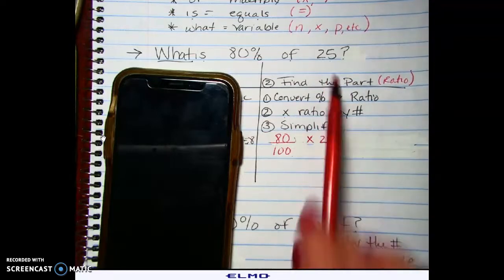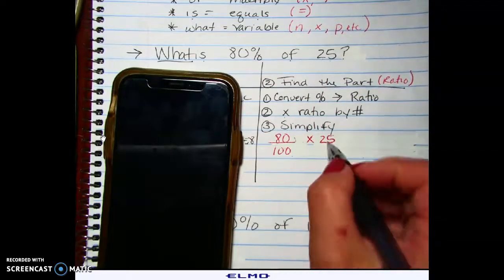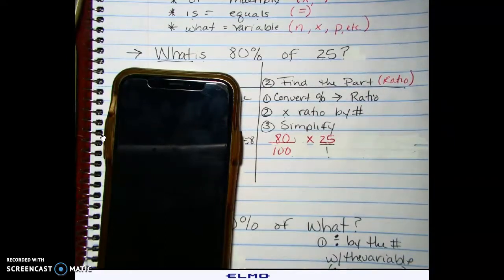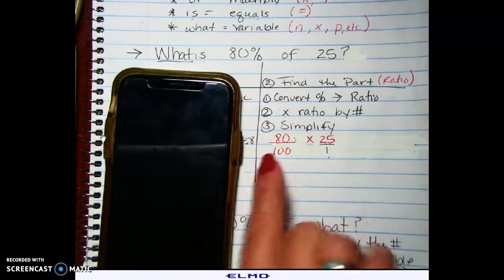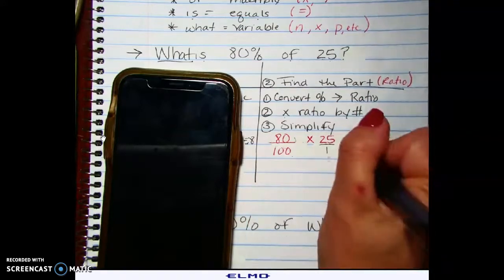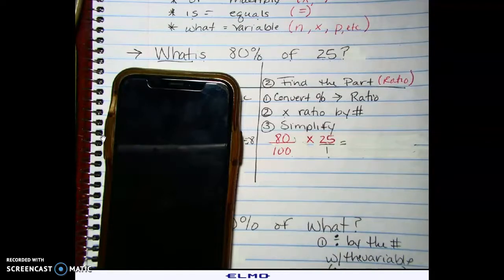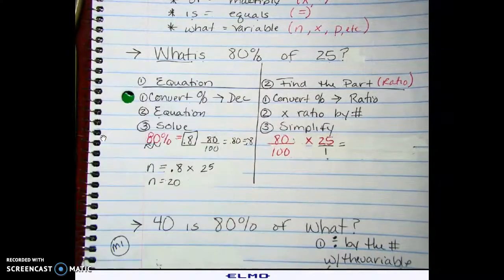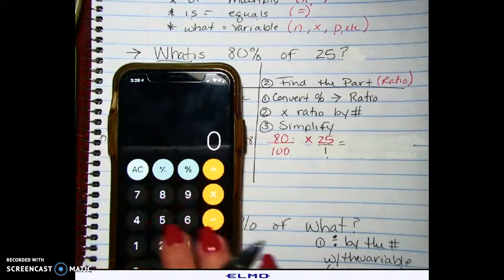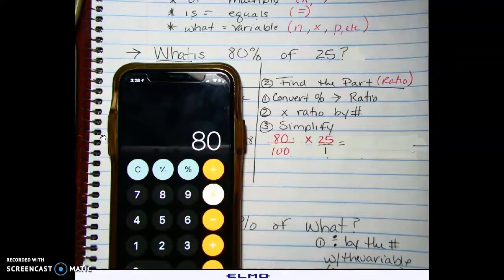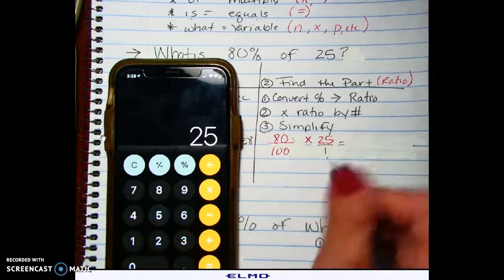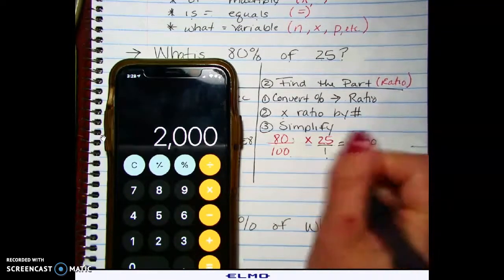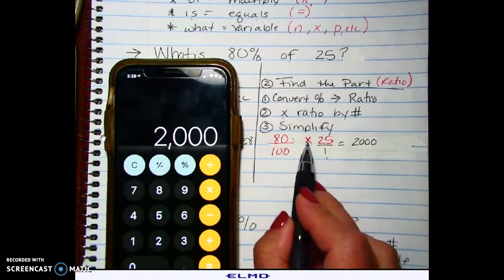Well, now, remember, all whole numbers have a denominator of 1. So I could just put that down, and then it makes multiplying my fractions very easy. So let's take 80 times 25, which equals 2,000. And let's take 100 times 1.